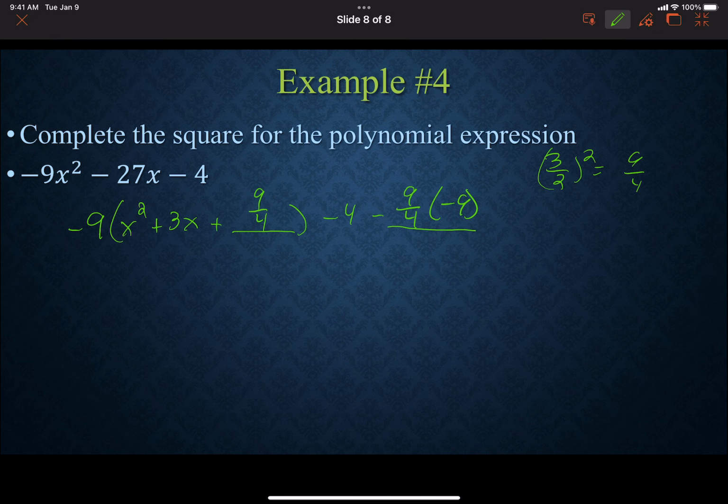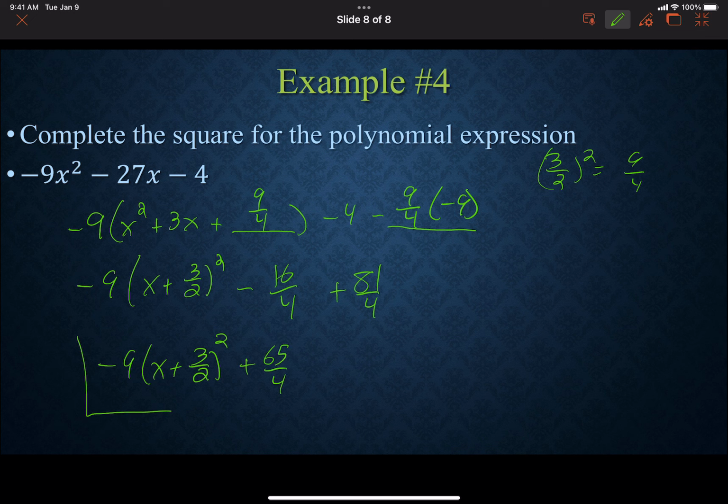Well, that means that we have negative 9, and this is then x plus 3/2 squared. Well, the negative 9/4 times a negative 9 is going to be a positive 81/4, and the negative 4 has got to be 16/4, so we have that common denominator. So then we can add them together, and we have the negative 9 times x plus 3/2 squared, and then we're going to get a positive 65/4 for the expression on the outside.